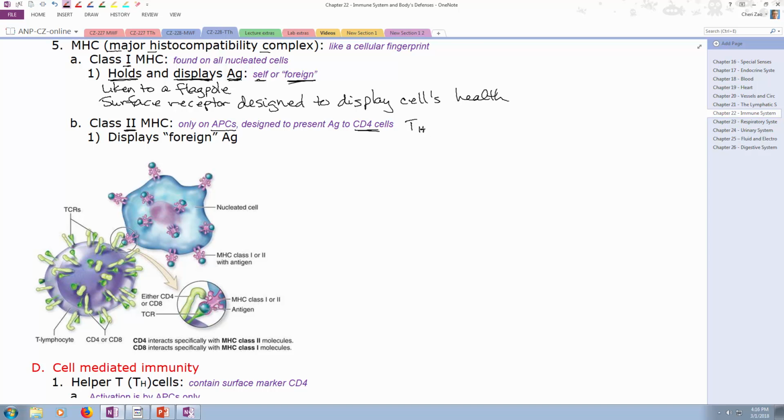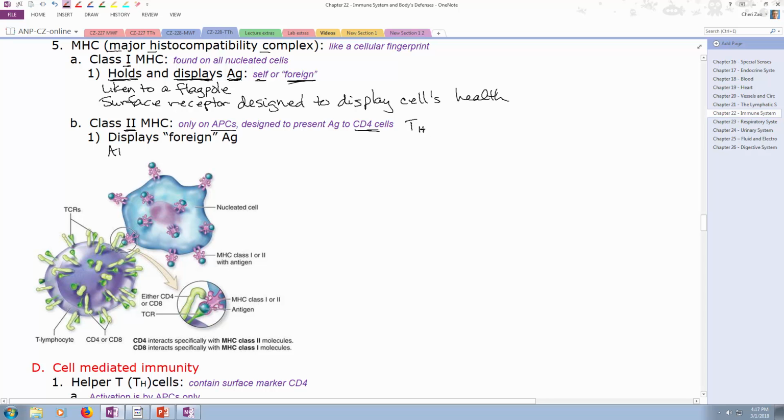No, they also have class 1 MHC. So APCs have both, correct? And the other cells do not. So this is what validates their existence. These are trained specialists. They are trained to recognize the foreign material and to take it to the proper cell that is going to help cause you to mount an immune response. So these guys are very special.